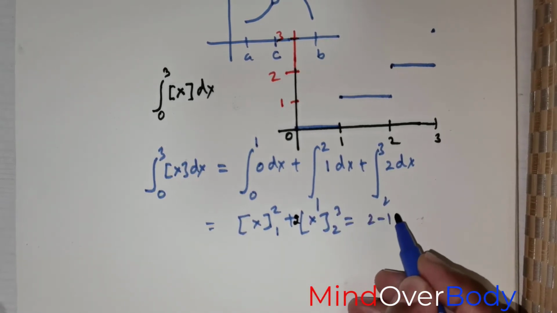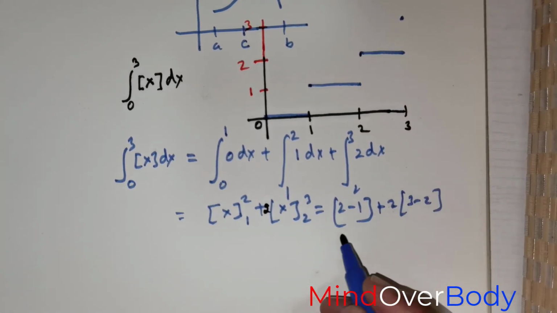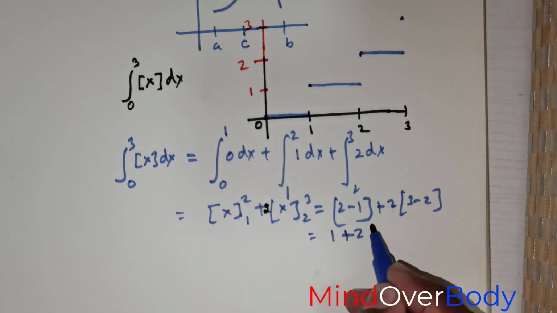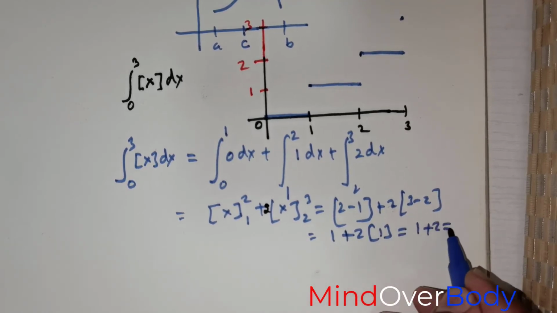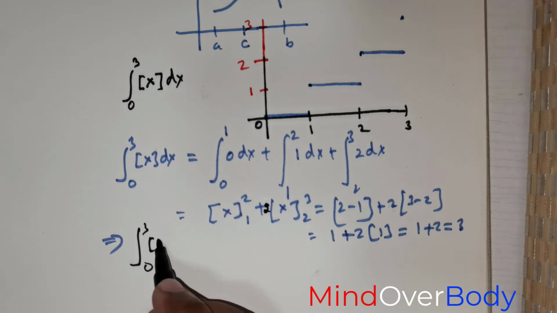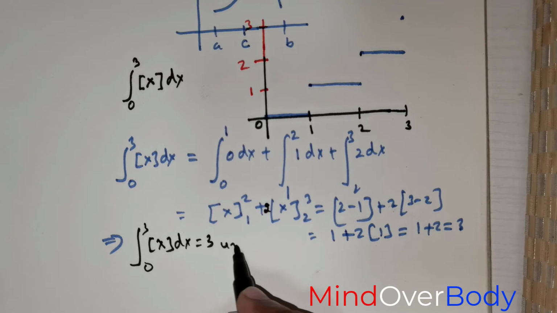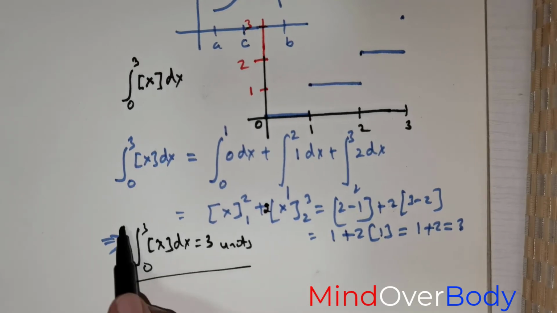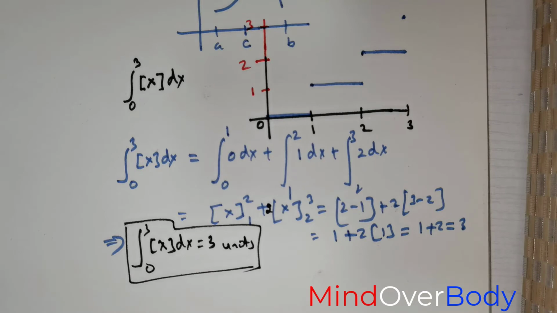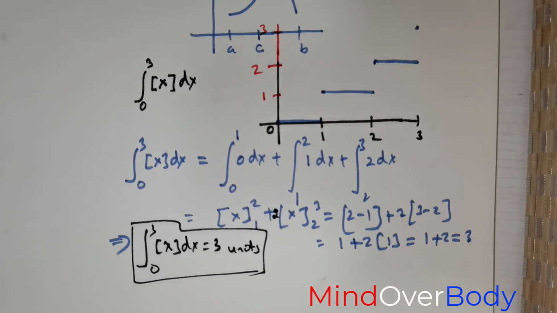So this is going to be 2 minus 1, followed by 2 times 3 minus 2. This is equal to 1, and this is equal to 2 times 1. This is equal to 1 plus 2, which is equal to 3. So this would mean integral 0 to 3 of the greatest integer function is nothing but 3 units. So this is the solution for the question, and we have executed it in a wonderful way, specifically with the representation of the graph.